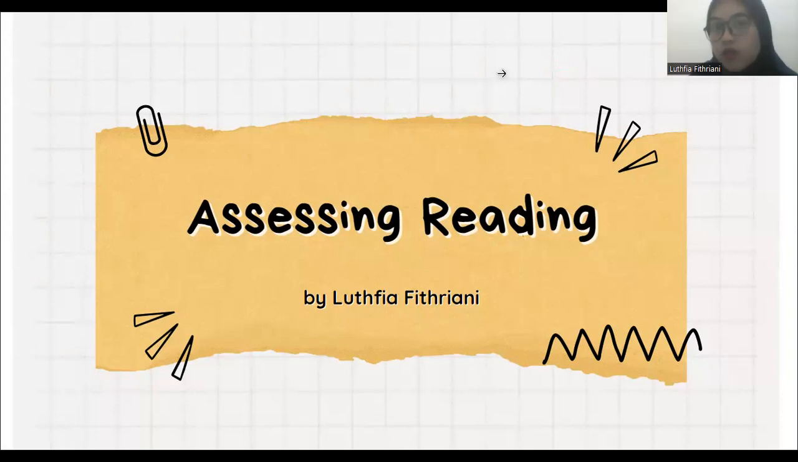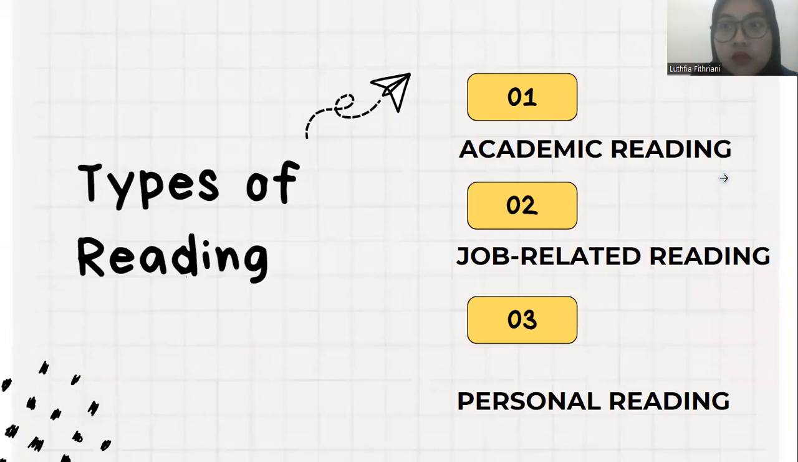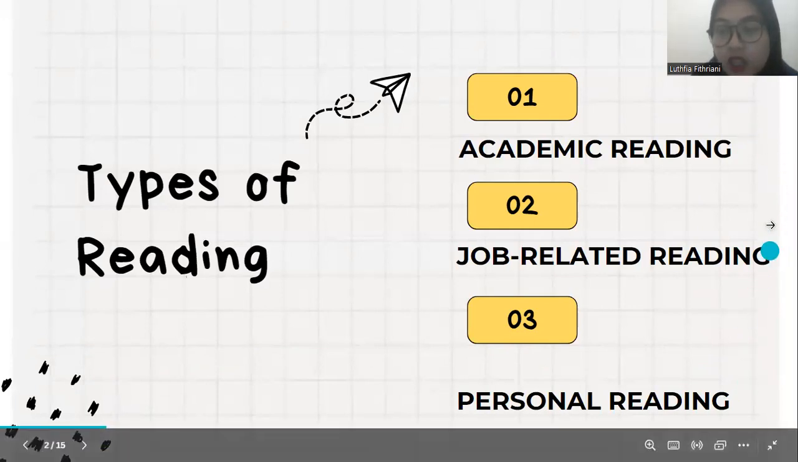Today we are going to learn about assessing reading. But before that, we have to know the general types of reading. Those include academic reading, job-related reading, and personal reading.